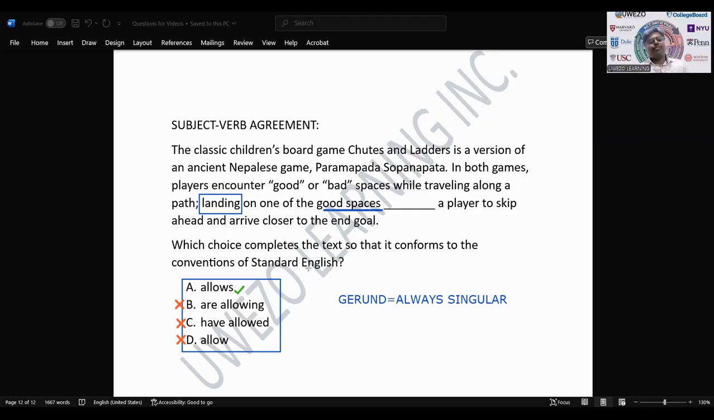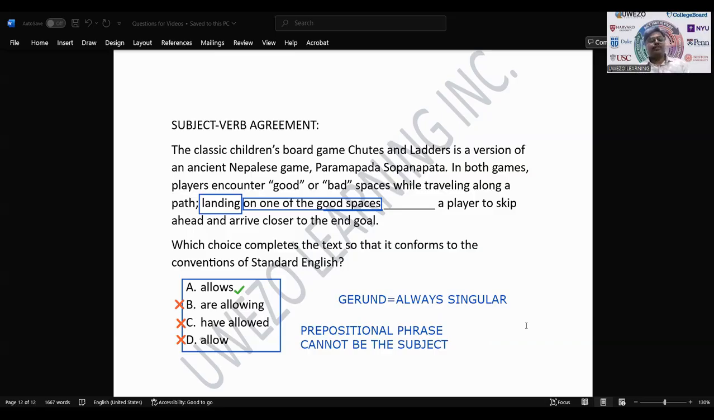Now, when we have a preposition in a sentence, right, a preposition right before a verb, this entire thing, on one of the good spaces, is called a prepositional phrase, and prepositional phrases cannot be the subject. They can be part of the subject, but they cannot define number for the subject. So singular or plural will not be based on the prepositional phrase. That will be based on the subject that comes before the preposition.